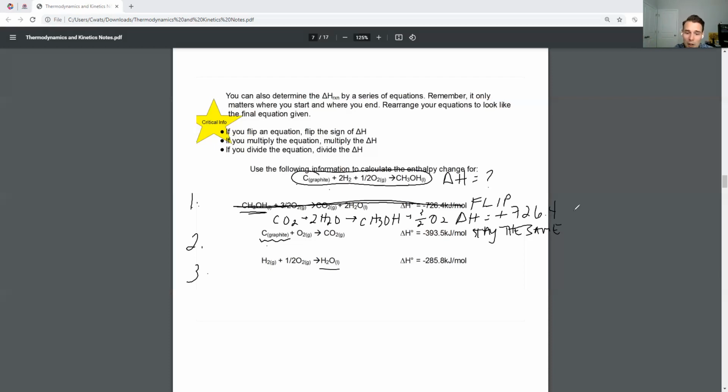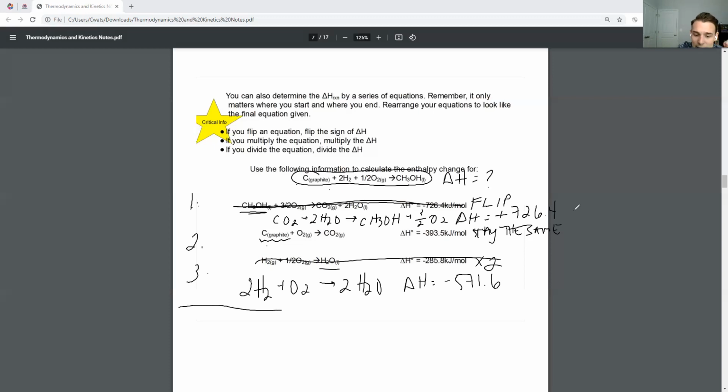So I have 2 waters that I need to get rid of. There are 2 waters as a reactant, so I need 2 waters as a product. Well, I have water as a product here, which is good, but now I need to get rid of it. So I need to multiply everything here by 2, which will give me 2H2 plus O2 gives me 2H2O. And my delta H will now be a negative 571.6. Again, cross this out.